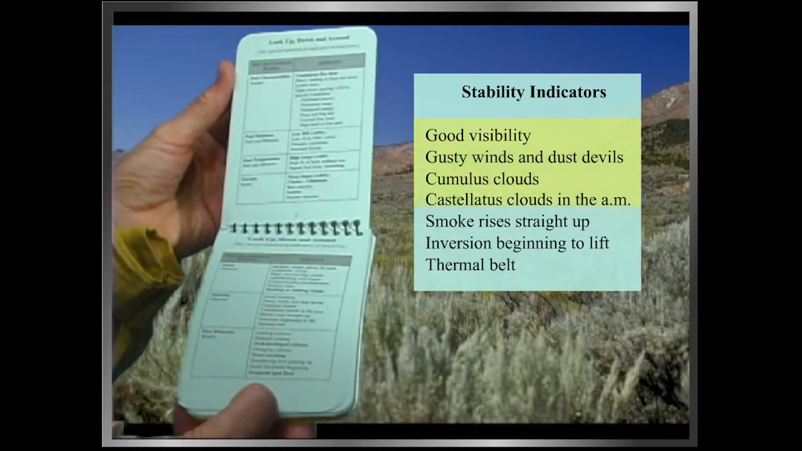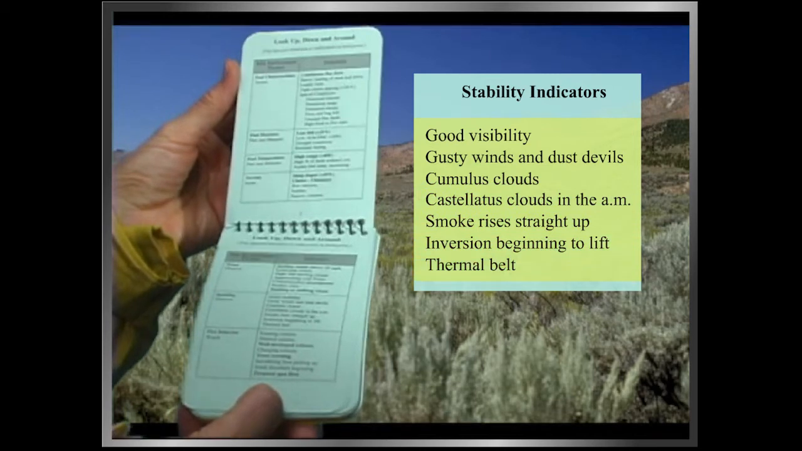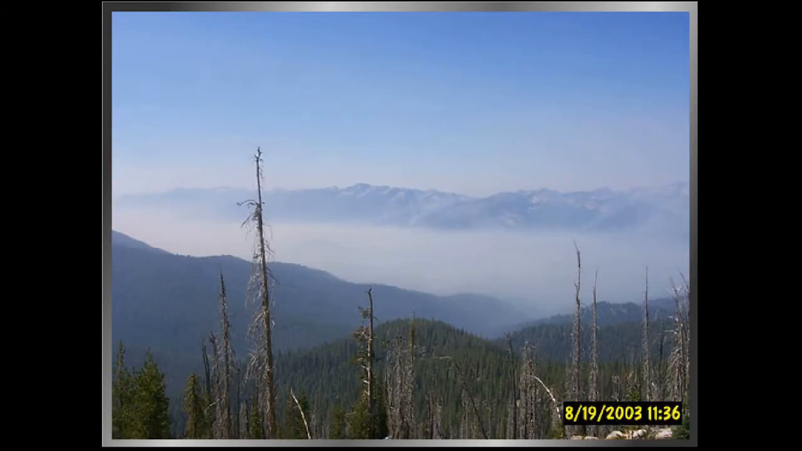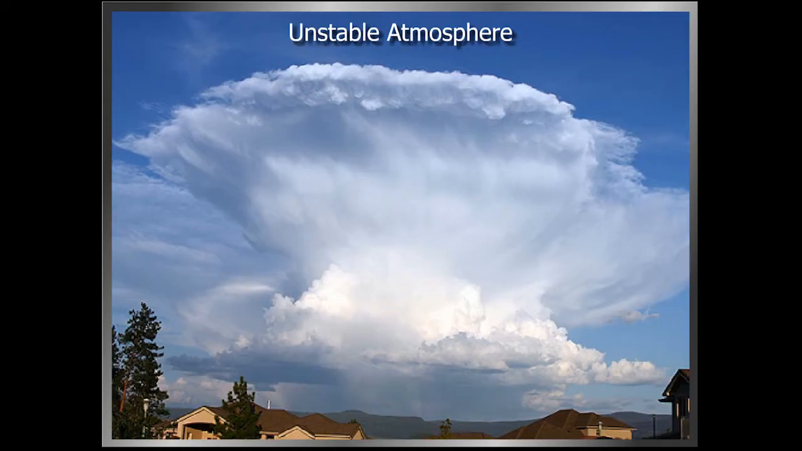This unit addresses atmospheric stability and its 7 indicators. Atmospheric stability is the resistance of the atmosphere to vertical motion. If the atmosphere is stable, vertical movement of air is limited, and this decreases fire activity. If the atmosphere is unstable, vertical movement of air is occurring, and this tends to increase potential for the fire to develop vertically and grow rapidly.